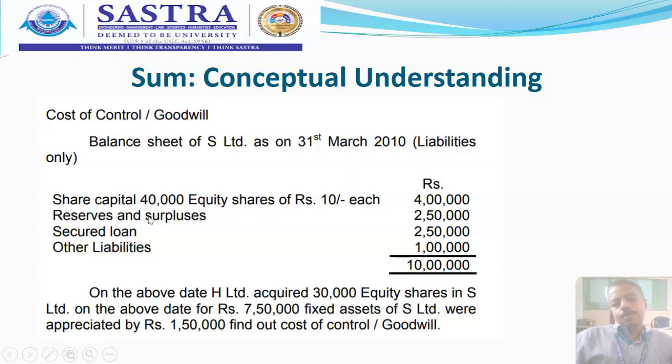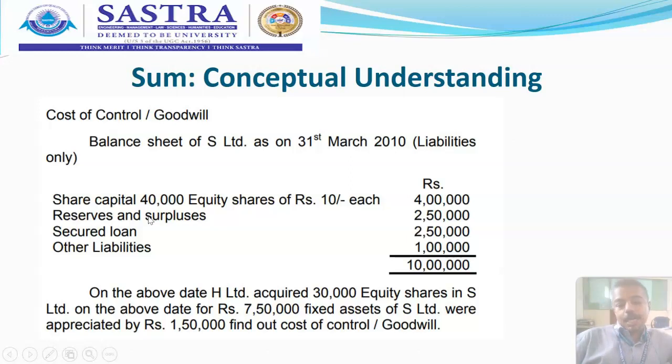So now, 3/4 we acquired. Out of this share capital, 4 lakhs, what is the 3/4? 3/4 is 3 lakhs. So simple. Which means 30,000 equity shares, each rupees 10, then 30,000 into 10, 3 lakhs. Or we can also calculate 4 lakhs multiplied by 3/4, 3 lakhs.